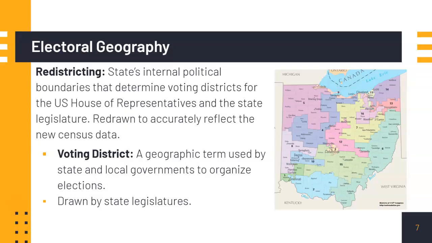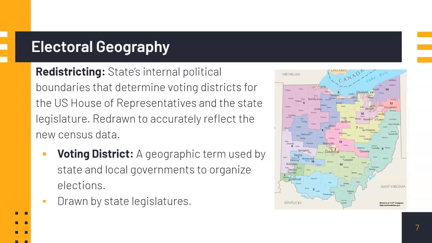Electoral geography also includes the process of redistricting, which refers to the redrawing of a state's internal political boundaries. These boundaries determine how voting districts are organized for elections to the U.S. House of Representatives and the state legislatures. Redistricting occurs after the release of new census data every 10 years to ensure that the population in each district is roughly equal. This process helps ensure that each representative in the U.S. House of Representatives, as well as in state legislatures, represents a similar number of people.